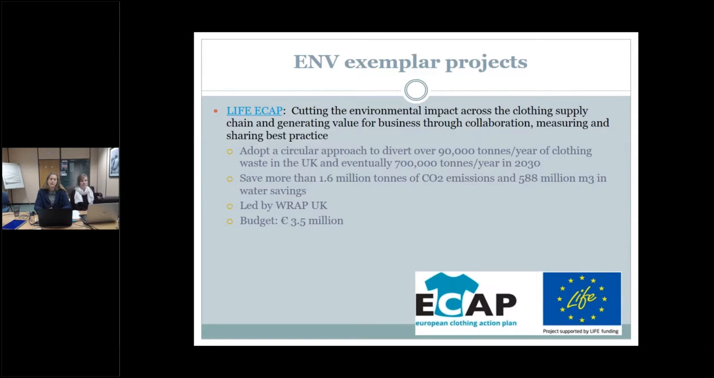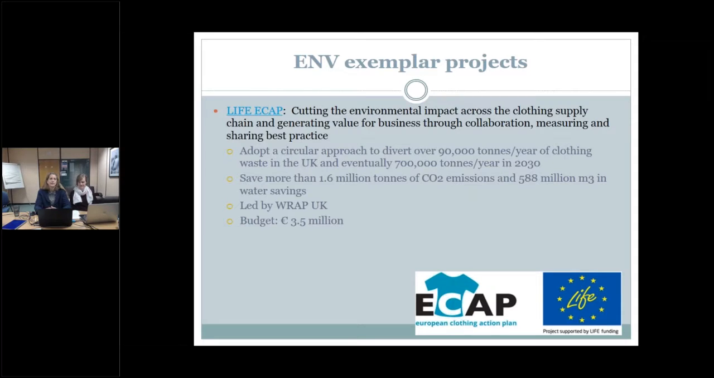Life ECAP is another very nice project, which is trying to cut the environmental impact or the environmental footprint of the clothing supply chain by generating value for business through collaboration, measuring and sharing best practice. So the clothing and textile industry is contributing roughly 10% of global greenhouse gas emissions. So it's quite a substantial contributor to global emissions.